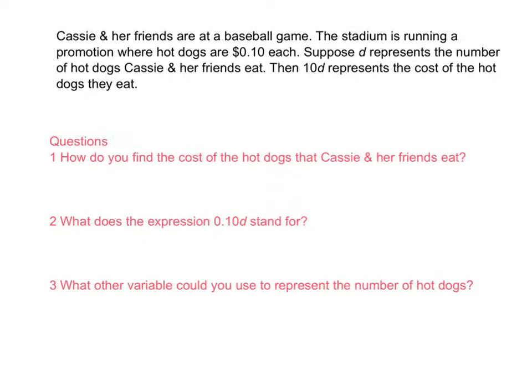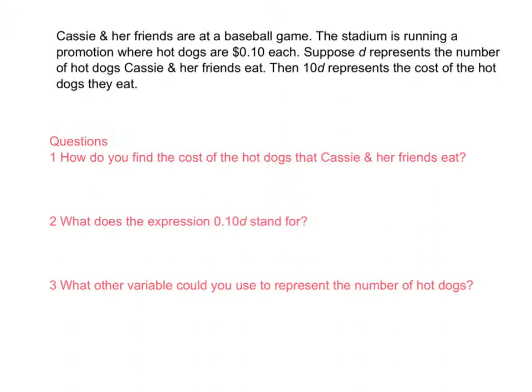Okay, next, at the top of page 1-1, it's a good little discussion opener for us. It says, Cassie and her friends are at a baseball game. The stadium is running a promotion where hot dogs are 10 cents each. Now, a pet peeve of mine is not writing that $ in the correct place when you're talking about money. So please note how it's written here and in your textbook.